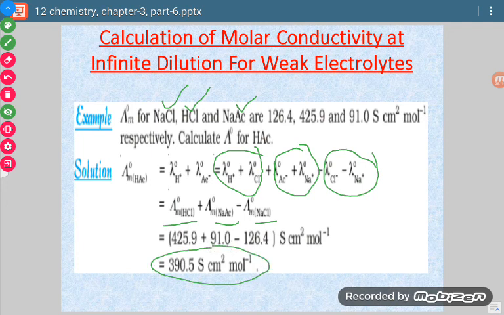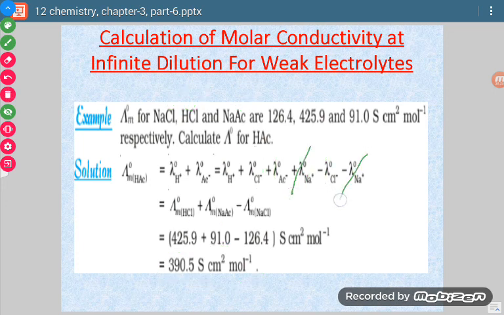Okay, so what will be left out? See, Na positive and Na positive will cancel, this and this will cancel, this and this will cancel. We will get only lambda m naught for H positive and lambda m naught for AC negative. Which means their sum is equal to lambda m naught for HAC, and this value is this much. So what is to be remembered? We only have to take this data as algebraic equations.